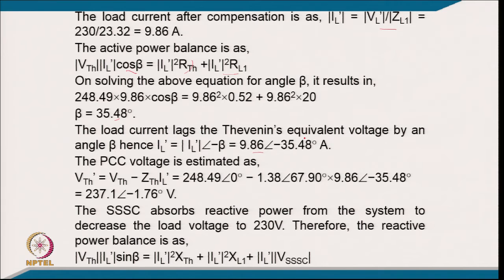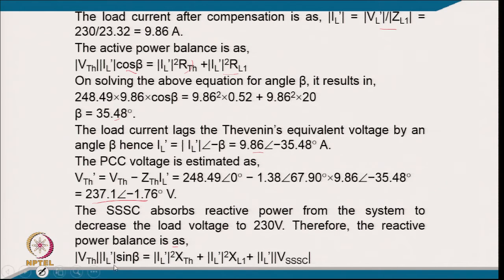The load current lags the Thevenin voltage by angle beta, and it comes to 9.86 ampere at the angle of minus 35.48 degree. The PCC voltage is estimated from the Thevenin voltage minus the Thevenin impedance drop multiplied by the current. So, it comes to 237.1 at the angle of 1.76 degree. The series capacitor absorbs reactive power from the system to decrease the load voltage to 230.